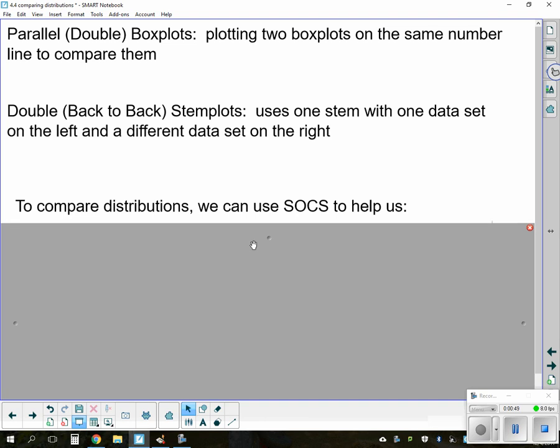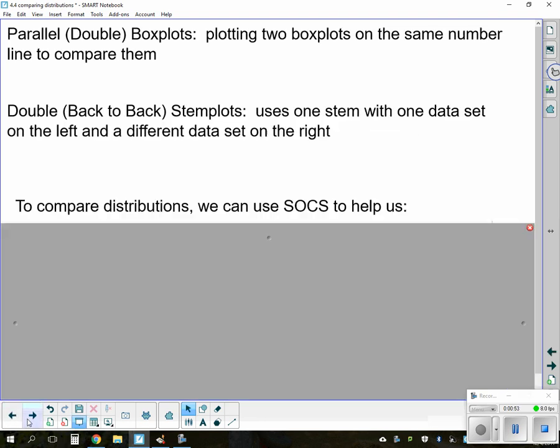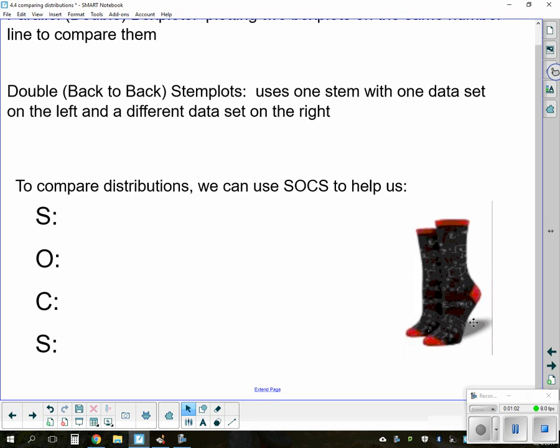To compare distributions, that's what we're doing here. We're talking about comparing distributions. We use this little acronym SOCS to help us. I know that's not really how you spell these kind of socks, but look at how cool those math socks are. That'll help you remember all the different points that you need to talk about when you're comparing distributions.